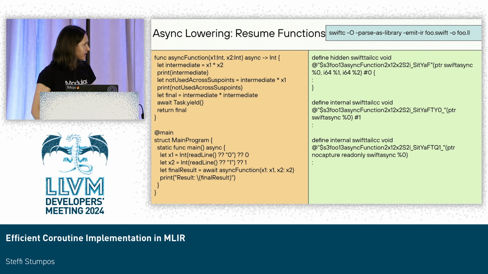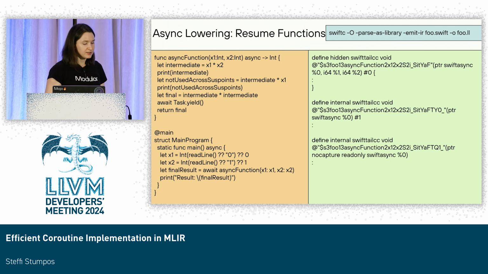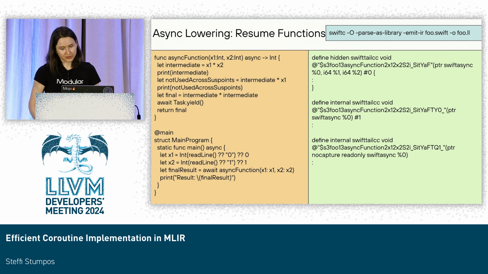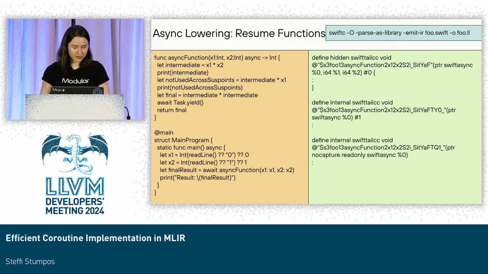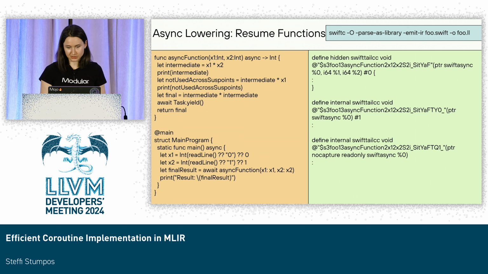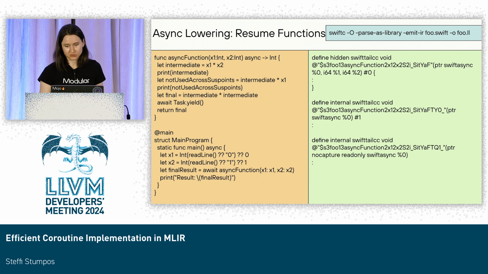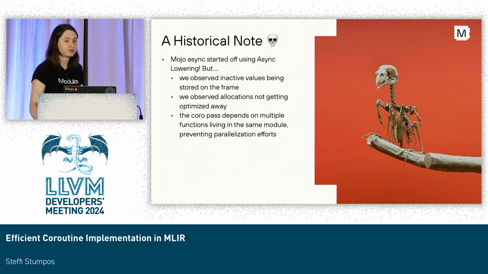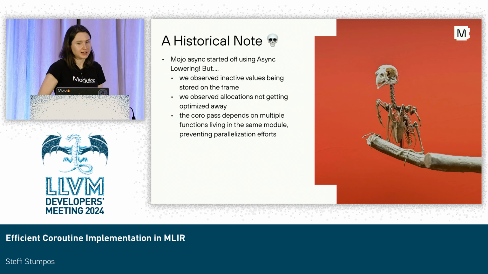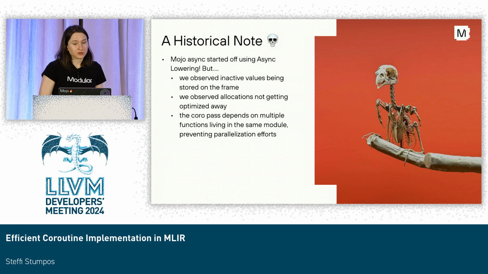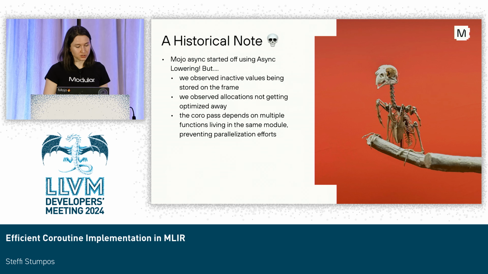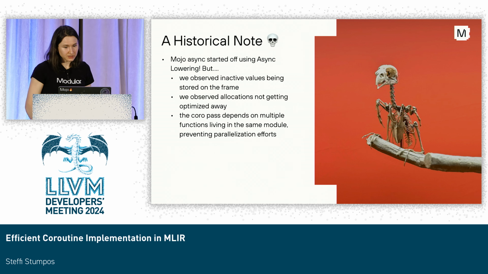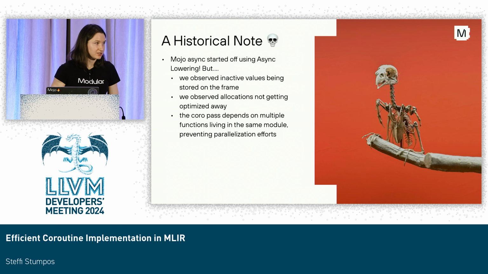So we have the ramp, and then in this case, two resume functions, which is not ideal because having too many functions in the IR can slow down some of the other passes that run on a function grain. And it's also difficult to reason about. So we'd rather not do that. As a historical note, we did try and do that, but we observed inactive values being stored in the frame. We observed allocations not getting optimized away. We also had issues parallelizing LLVM because the coroutine pass depended on multiple functions living in the same module.